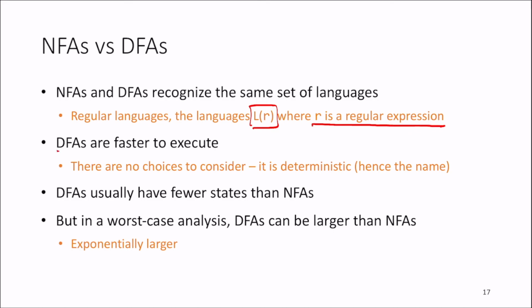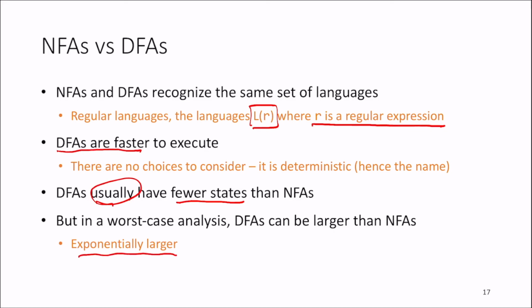strings. DFAs are faster and easier to implement because they're deterministic, and the machine doesn't have to consider all the different choices of states. And DFAs usually have fewer states than NFAs. Not always, because sometimes you might have many more states in a DFA. So in the worst case, DFAs can actually be exponentially larger than an NFA.